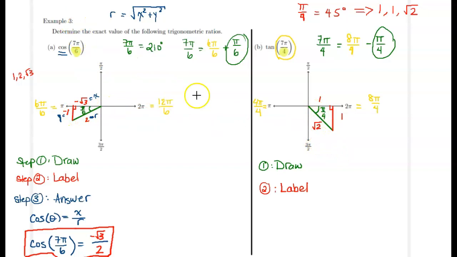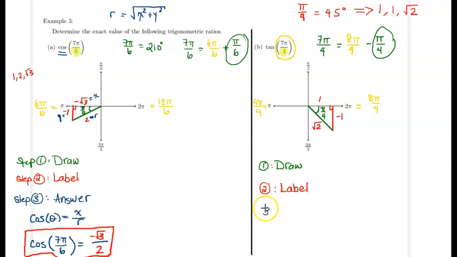Okay? But let's not forget about any negatives. So here for my x component, that is the positive side of the x's, so that's okay there. But what about my y component? This is in the negative side of my y. That's going to be a negative 1 right there. All right, so I've drawn out my angle. I've labeled my special triangle.